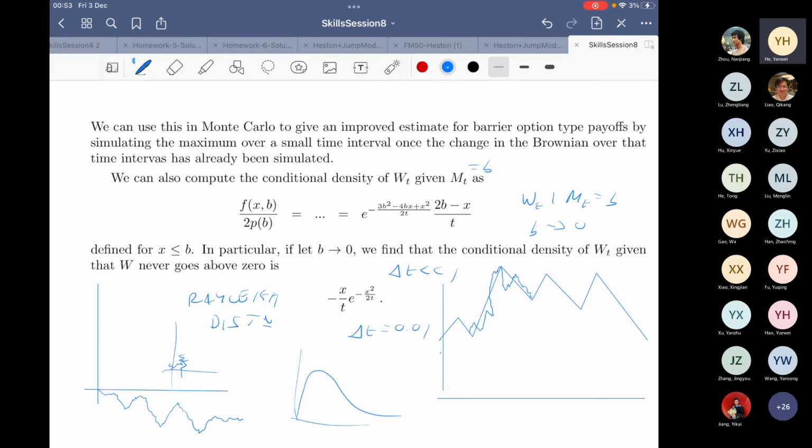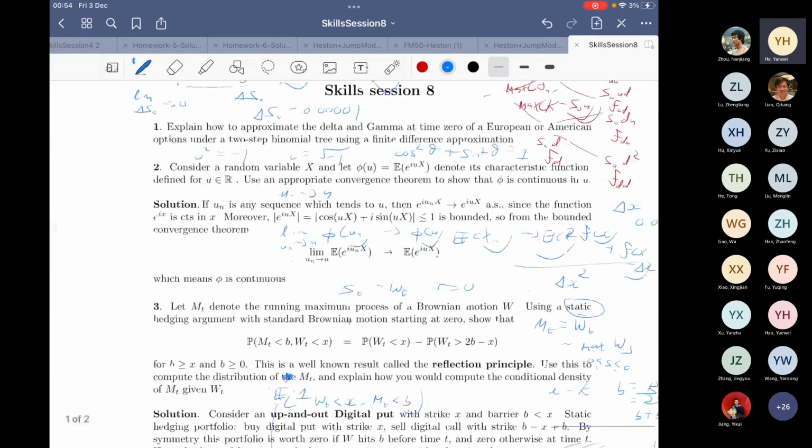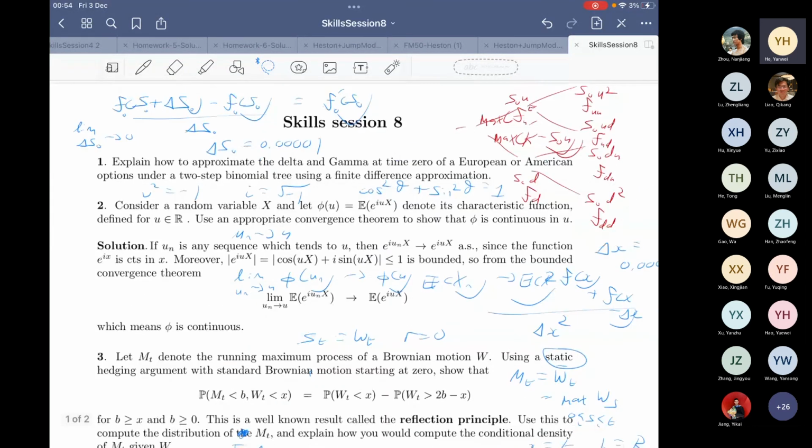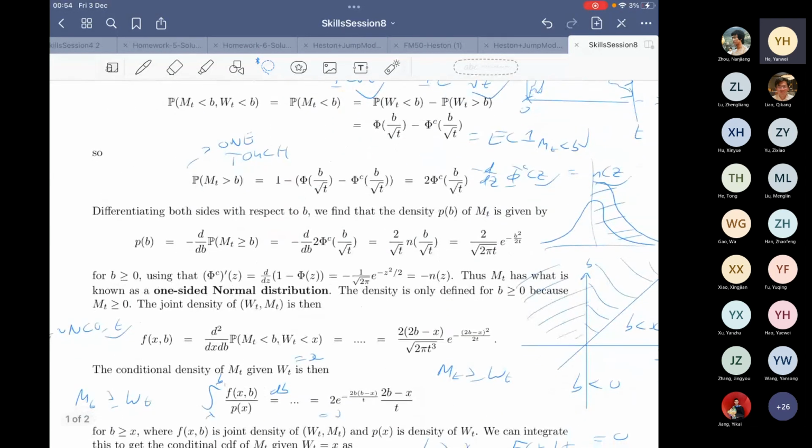But anyway, I think that's enough. I was just trying to show you that from this original static hedging model, you can compute a hell of a lot of other things as well. Otherwise, that's the end of that. So does anyone have any questions?